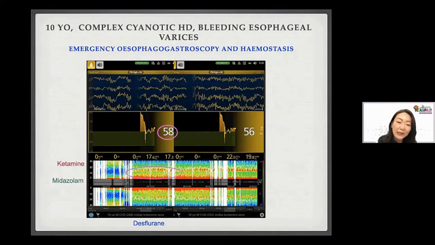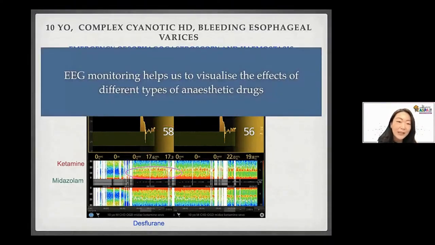So although the spectrogram, or rather the PSI, patient state index, is reading quite a high number, and this patient is 10 years old, right? So technically 58 is kind of a high range for the PSI. We actually can see from the spectrogram, right, that we have slow delta oscillations, and we know the high number is probably a result of the ketamine. So we're not too worried about that. We know the patient was asleep. Okay, so in this case, the EEG monitoring helps us to actually visualize the effects of different types of anesthetic drugs.